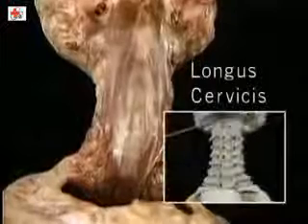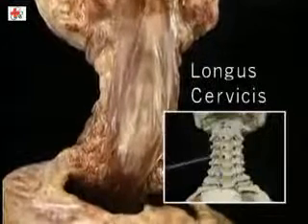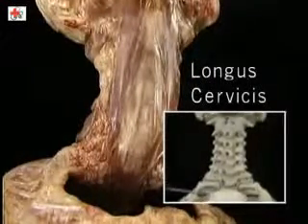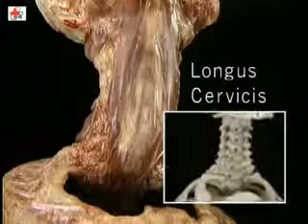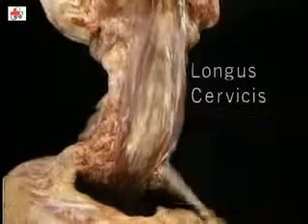Longus cervicis arises from the bodies of C1 to 4 and inserts on the bodies of the vertebrae from C5 all the way down to T4. Longus capitis and cervicis are weak flexors of the head and cervical spine.